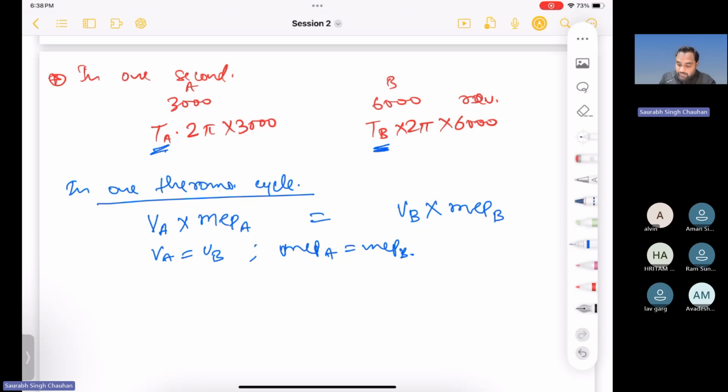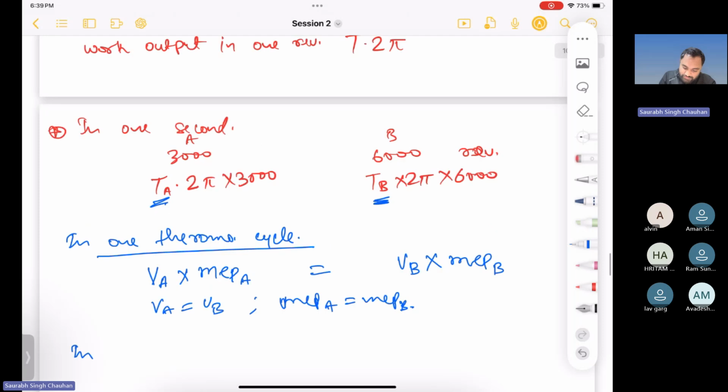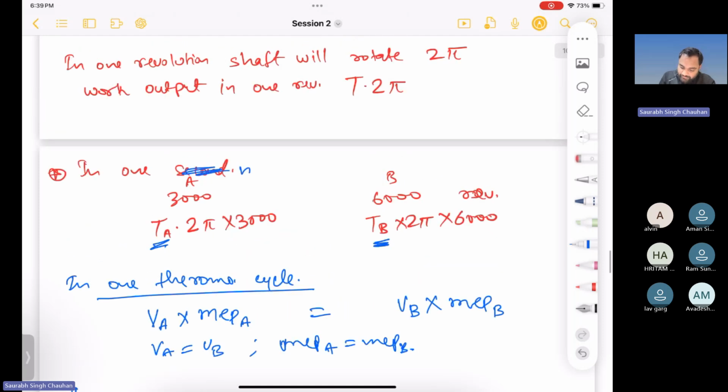But since the number of rotations that engine B makes in unit time is double that of engine A, engine B will complete twice as many thermodynamic cycles as compared to engine A, correct? So in one... here, it should not be 1 second, it should be minute.